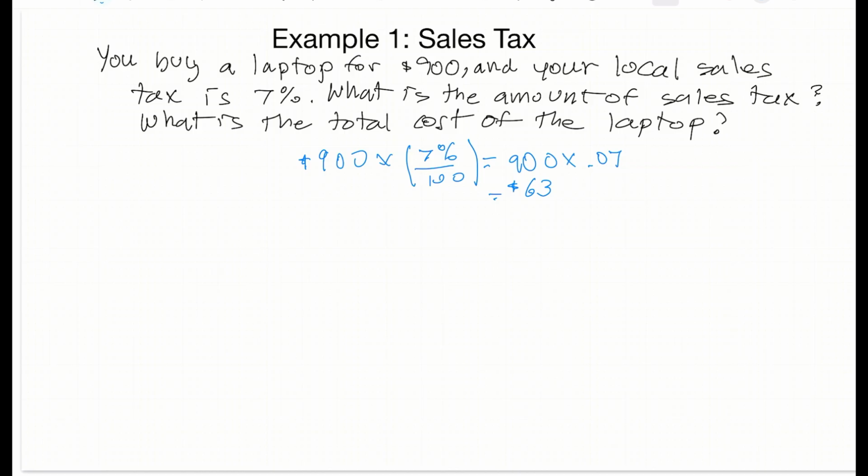Now the total sale price, or what we're going to have to come up with to buy the computer, is going to be 900 plus, that's the original price, plus the sales tax, which is $63. So we're going to have $963. That's what we're going to have to come up with to buy the laptop when we include the sales tax.